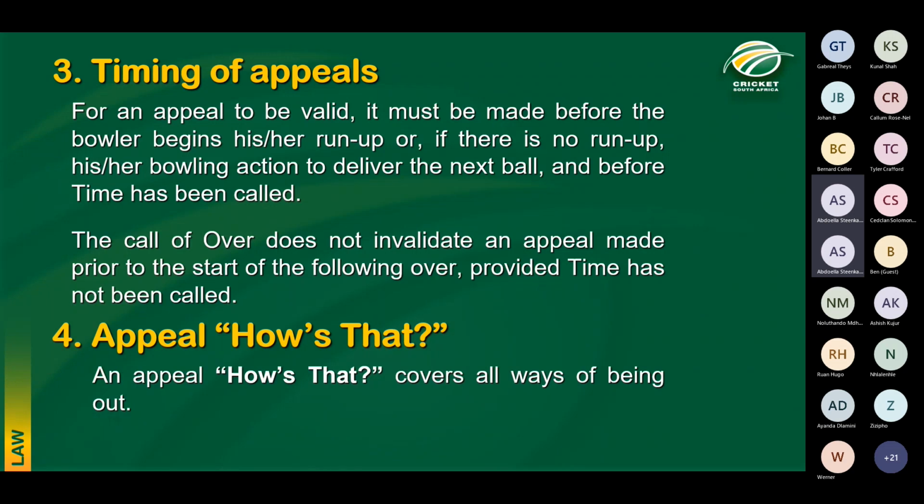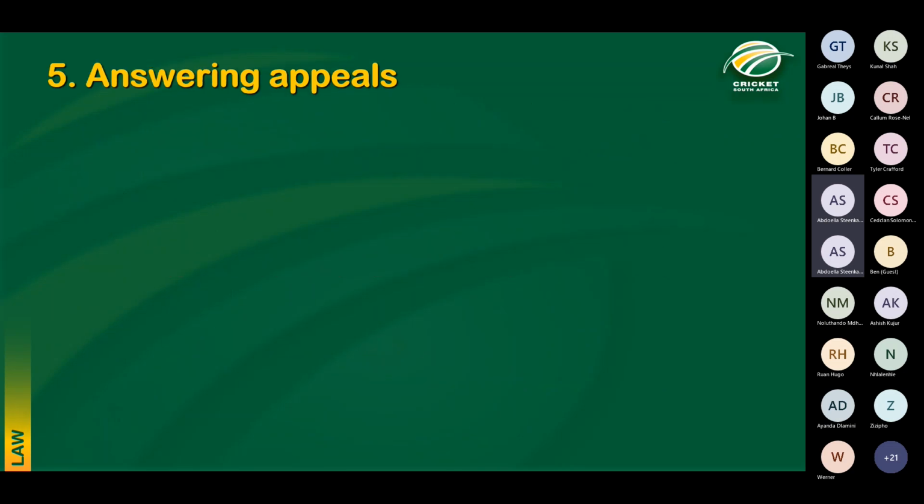And when there's an appeal, an appeal of how's that covers all ways of being out. Fielders do not have to be specific. They don't have to tell you how's that for LBW or how's that for caught behind. If they say how's that, it covers all modes of dismissal.